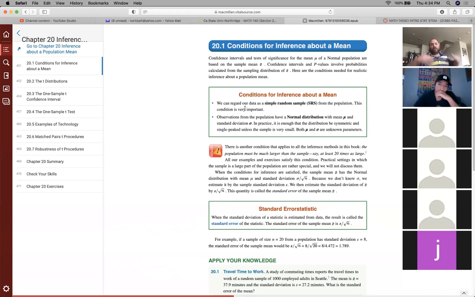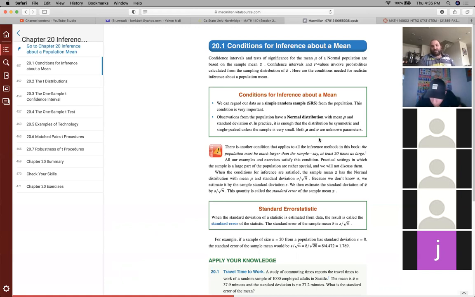So in general, whether we use the Z star or the T star, we are still working under the assumption that it's a simple random sample that has not changed, and it comes from a normal distribution. It's just that now we also do not know sigma. So we have a little bit of uncertainty that we didn't have before.